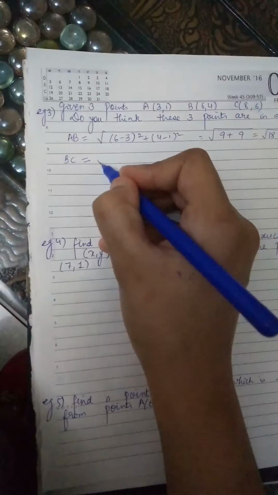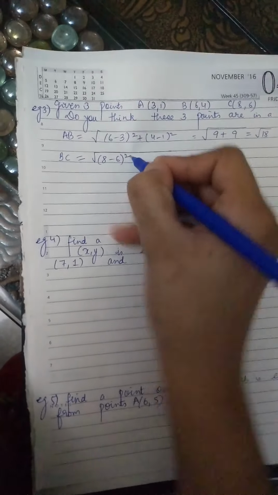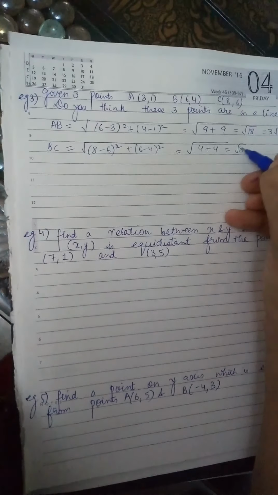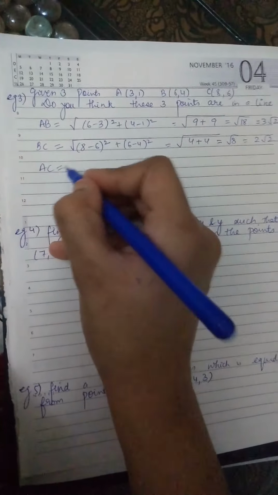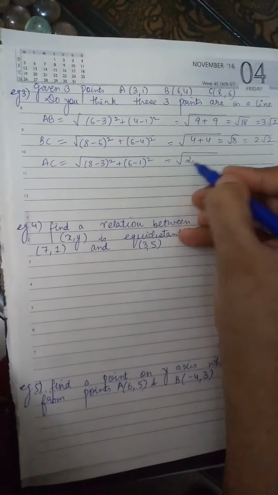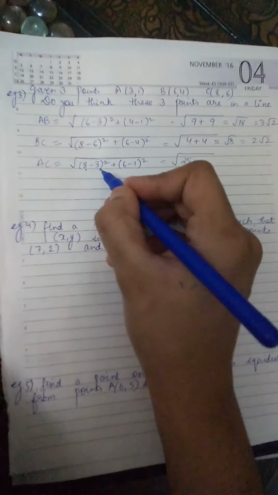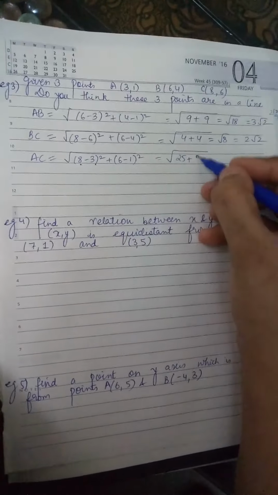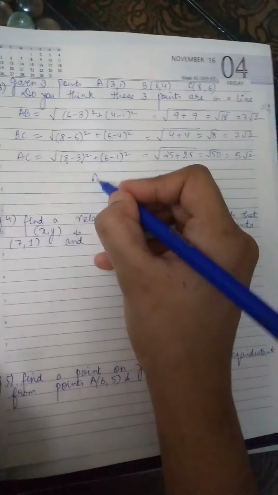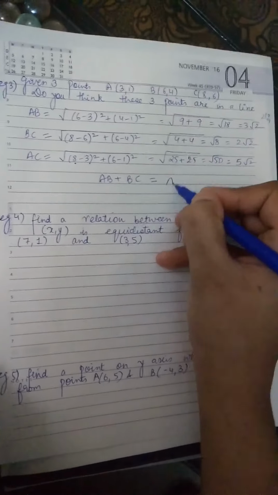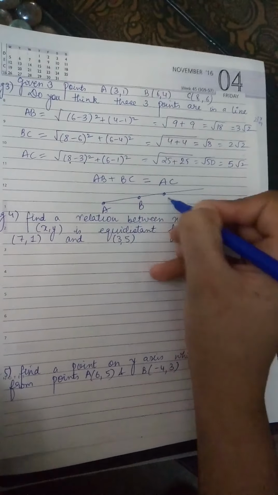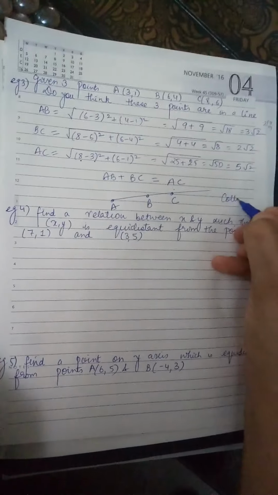Now find BC. BC will be (8 minus 6) whole square plus (6 minus 4) whole square, which is 4 plus 4, root 8, 2 root 2. Now find AC. (8 minus 3) whole square plus (6 minus 1) whole square, which is 5 square is 25 plus 25, so root 50, which is 5 root 2. Now AB plus BC is equal to AC. Therefore these are on a line. So therefore these are collinear points.